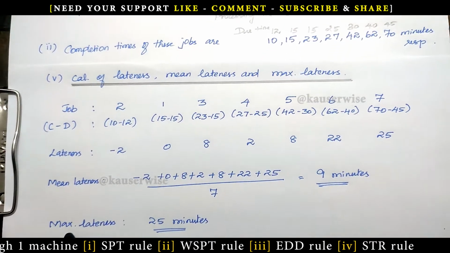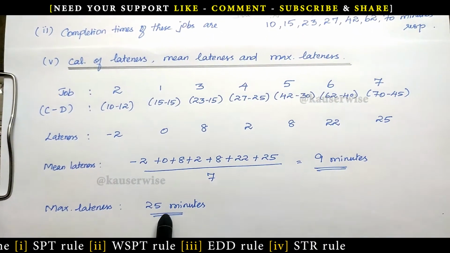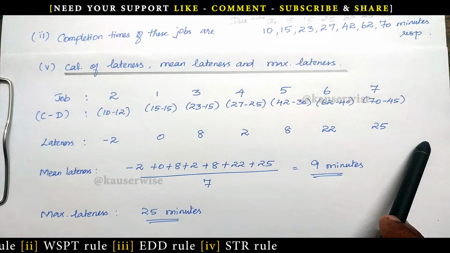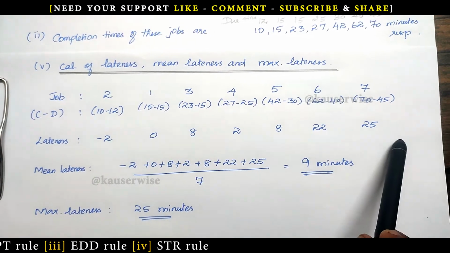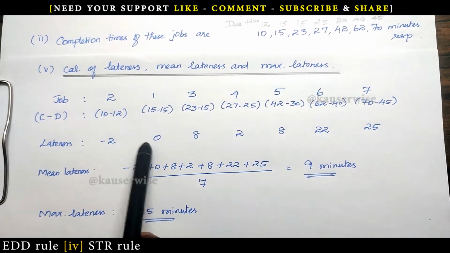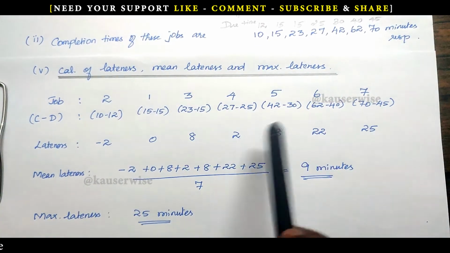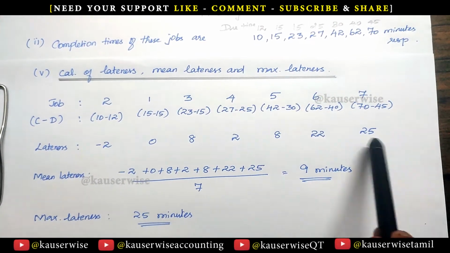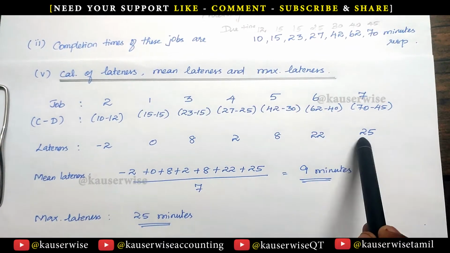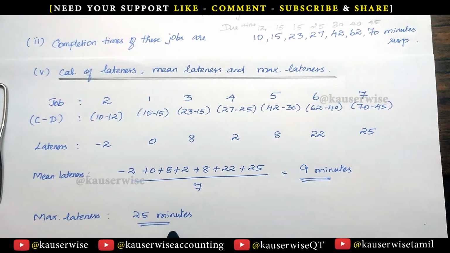The next one, maximum lateness. Okay, so here we have 7 jobs. In that, only 5 jobs are late. Okay, here we got -2, here 0. So no late for job 2 and job 1. But all the other jobs are late. In that, which is the maximum lateness? 25 minutes is the maximum lateness.